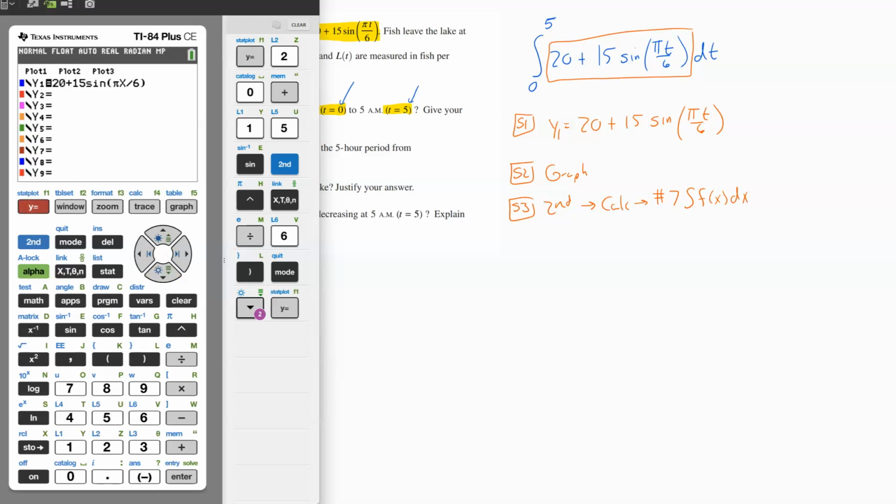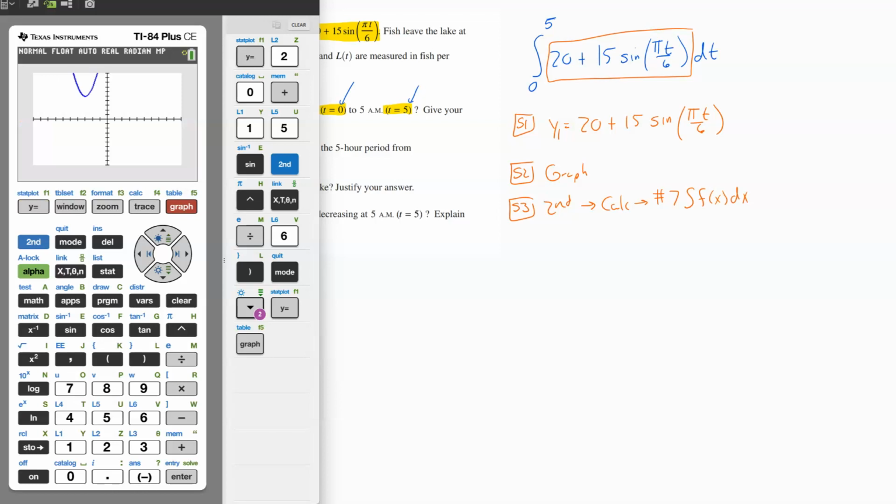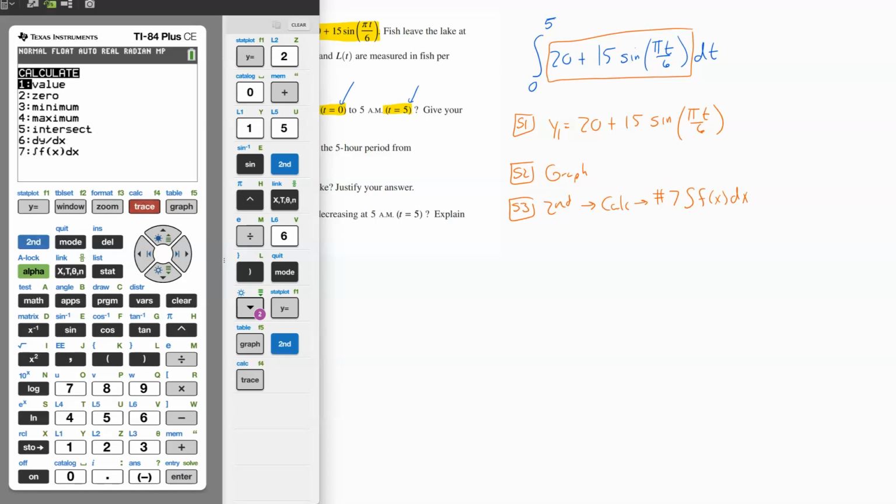So we've got our equation into our y equals, we're in radian mode, and now we hit the graph button. We don't even really have to see the graph. We just need to make sure that our window is large enough to take in our x values, which are 0 and 5. Your default window goes from -10 to 10, so this is good to go on this one. We'll hit second. The calc menu is the button above trace at the very top there. And inside there, you're going to choose the number 7 option, integral of f of x dx.